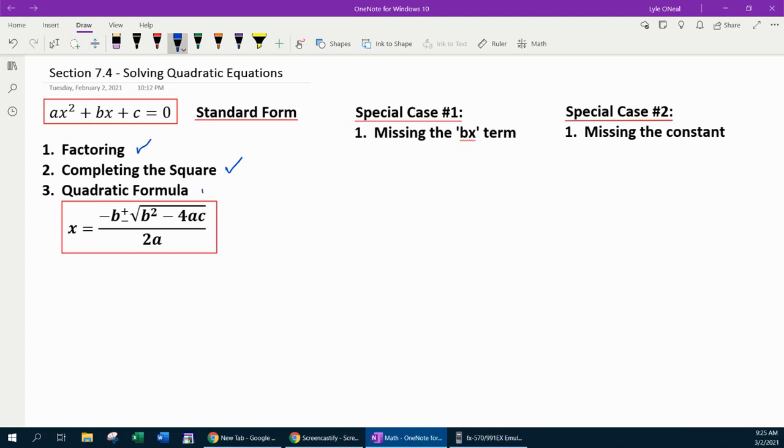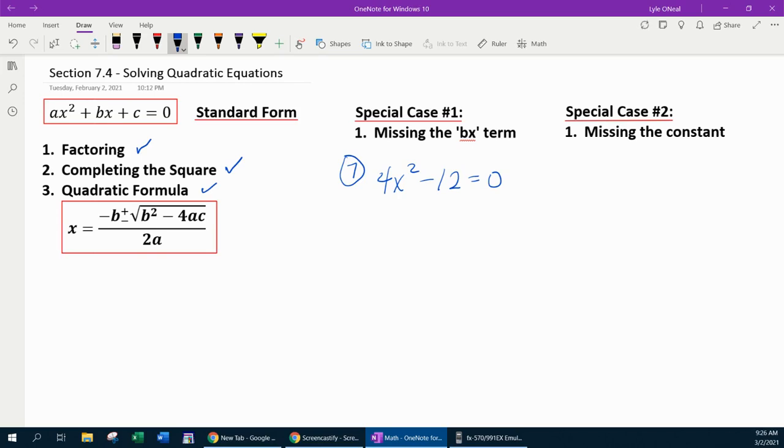And last but not least, we're going to look at the quadratic formula, which you may or may not have been forced to memorize in high school. I've got the quadratic formula written here in the red box. We are also going to look at 2 special cases. If you can identify your quadratic as being one of the 2 special cases, there is a fast method to the solutions in those cases. So we're going to go ahead and knock out the special cases first.